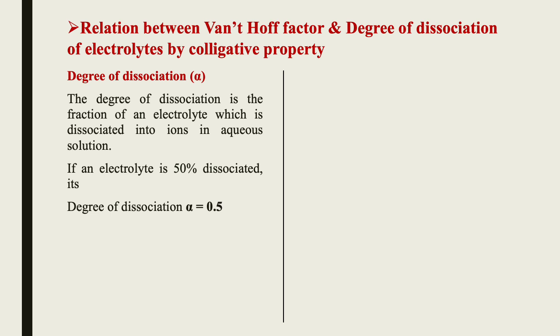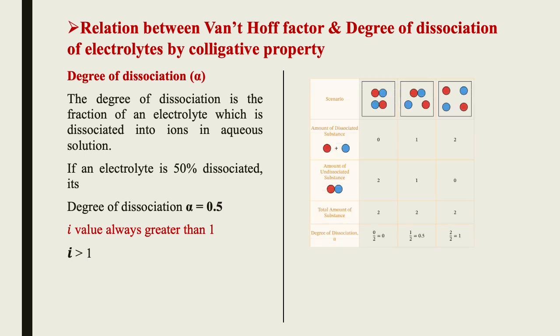If your electrolyte is 50% dissociated, then its degree of dissociation value will be alpha equal to 0.5. So in that way we calculate it. In that case your Van't Hoff factor will always be greater than 1, because the number of ions is going to increase. So that's why the i value will always be greater than 1. This scenario you can understand in pictorial form.